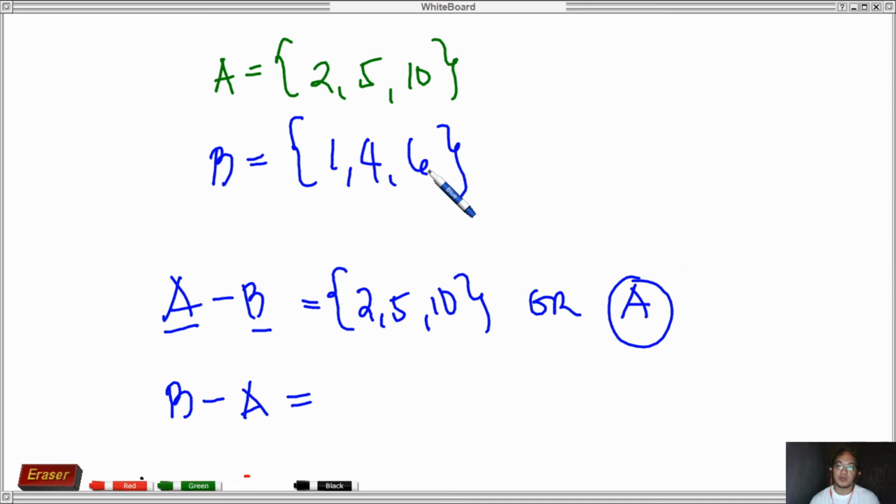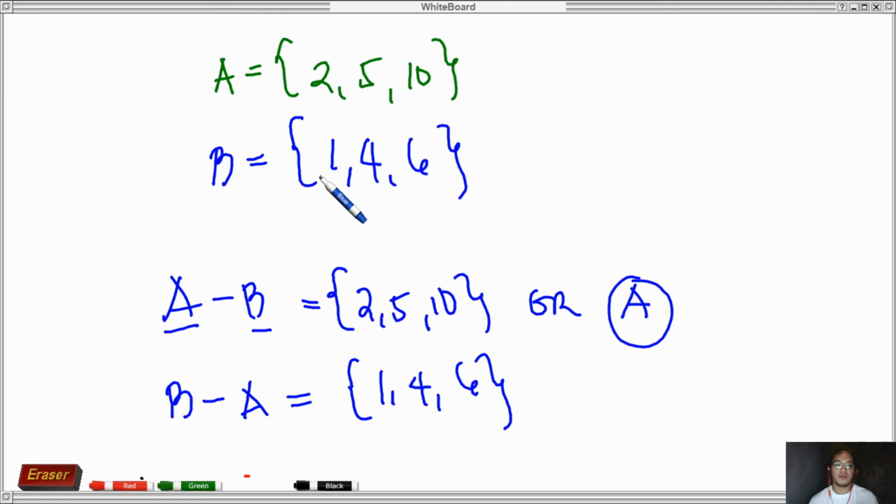Now, do na ba sila common elements? Do na ba makaon nga element ni B ngadto ni A? Do na ba makuha? Wala. Because they don't have common elements. Very good. Then, unsa may nabilin? So, what is left is 1, 4, and then 6. Okay, what are left? That is your difference of your set.